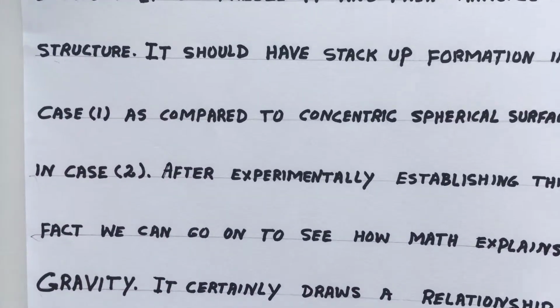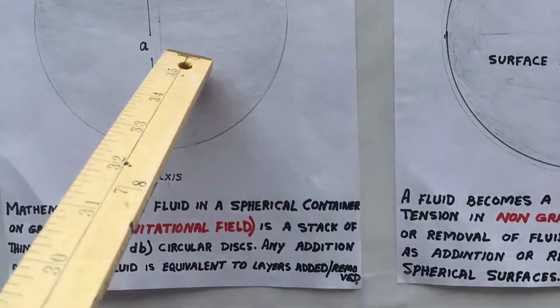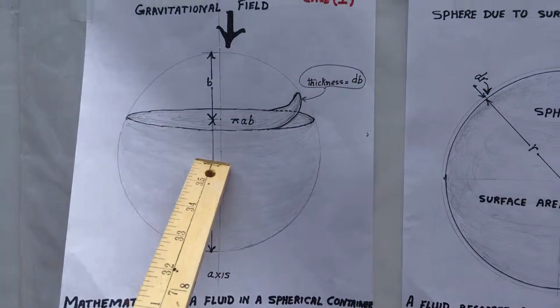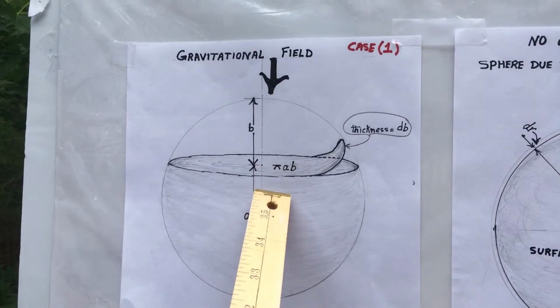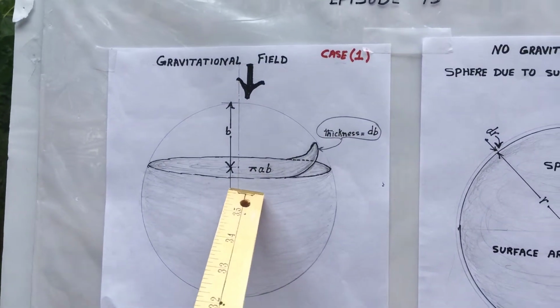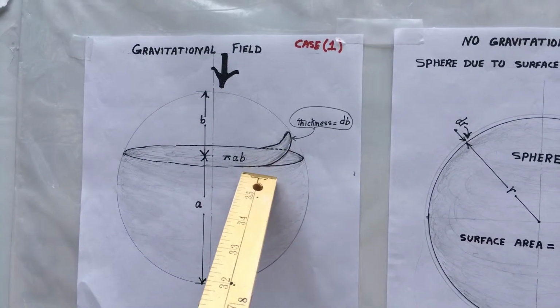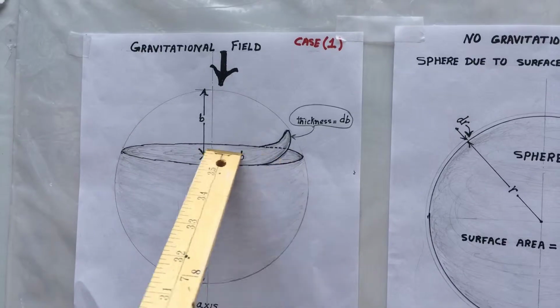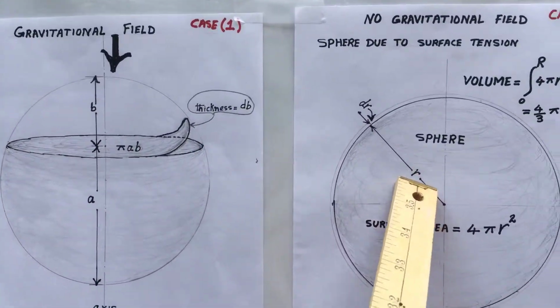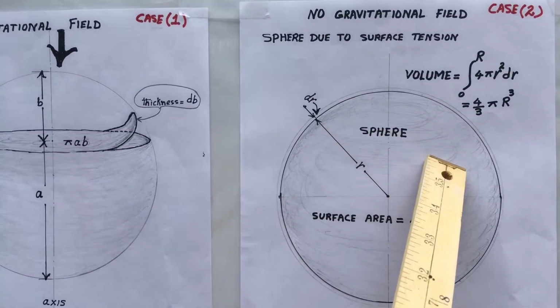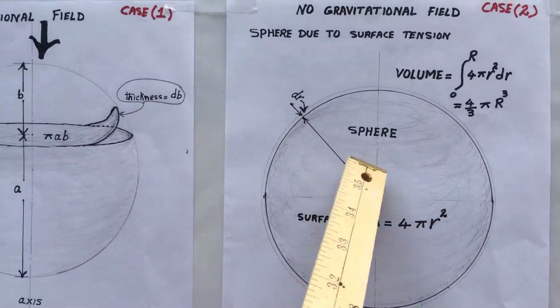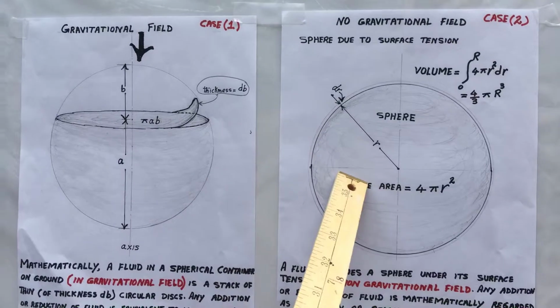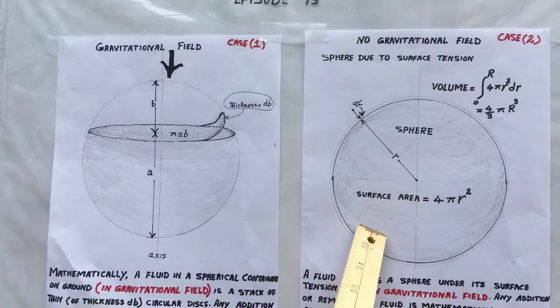So, if we freeze the fluid and cut it and analyze its internal crystalline structure, or whichever structure it is, the fluid here in this case will be like a stack of layers, and the fluid here will be concentric spherical surfaces. So, there will be a structural difference between the two, and this difference is due to gravity. There is no other factor involved.